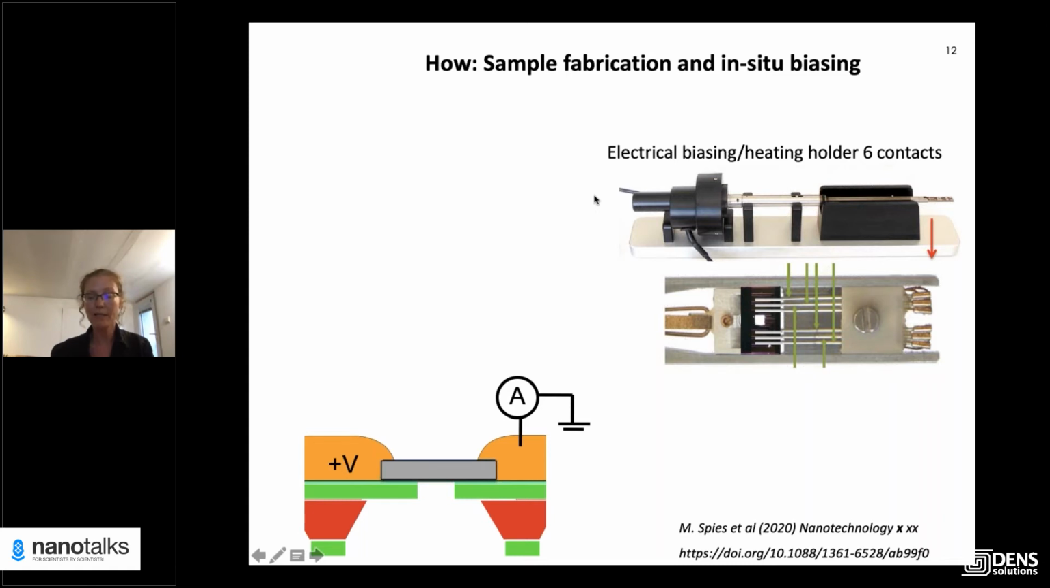So if you're interested in the fabrication of these membranes, we recently did this review paper. It's in Nanotechnology and will be out very, very soon. And here there are much more details about membrane fabrication and also a review of all the studies we did with this kind of sample structure.